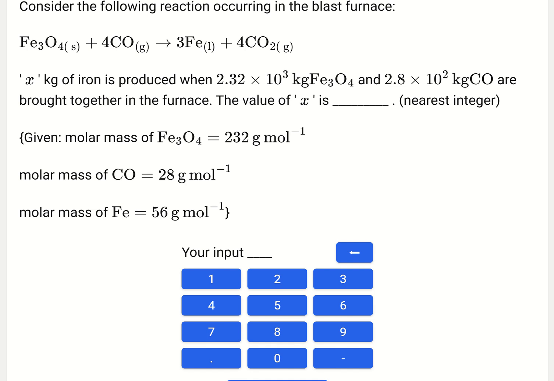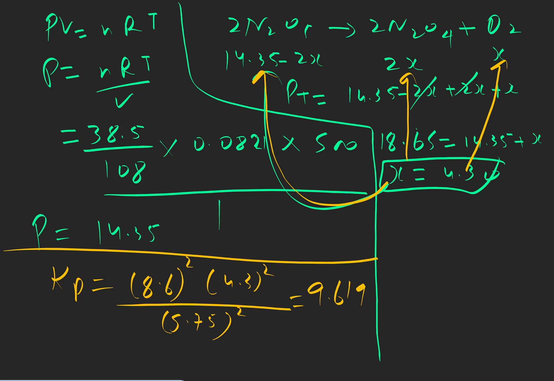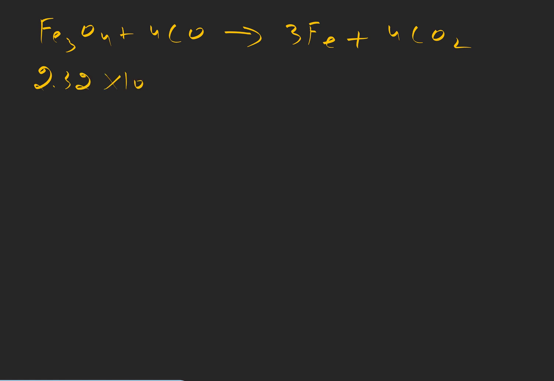Okay. So finding the value of X is a question of stoichiometry. The given values are 2.32 into 10 raised to power 3 and 2.8 into 10 raised to power 2. I have got this equation as Fe3O4 plus 4CO gives 3Fe plus 4CO2. Fe3O4 is 232 into 10 raised to power 3, and CO is 2.8 into 10 raised to power 2 kgs.